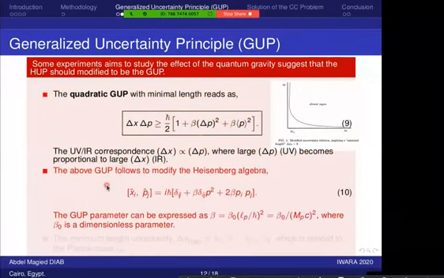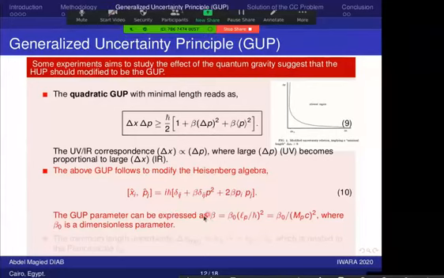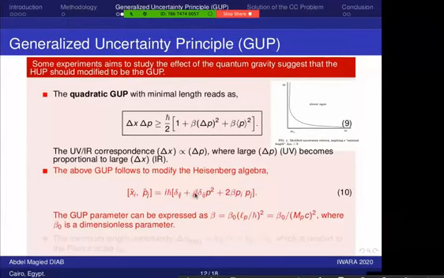This GUP will also modify the Heisenberg algebra, where we have a modification in quadratic momentum with the beta parameter, the GUP parameter. The GUP parameter is related to the Planck length and the Planck energy. Beta naught is a dimensionless parameter.